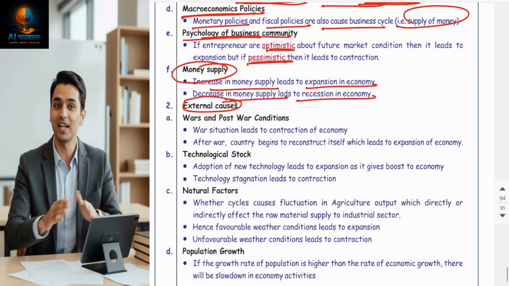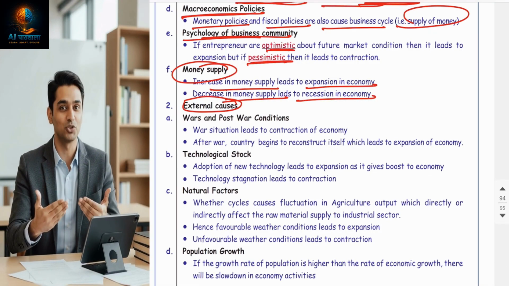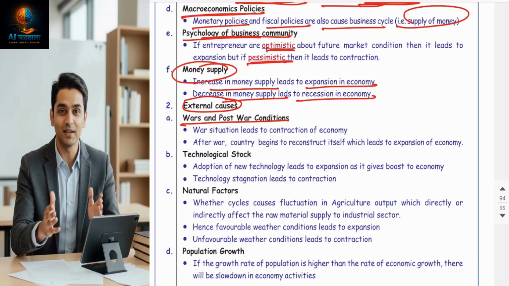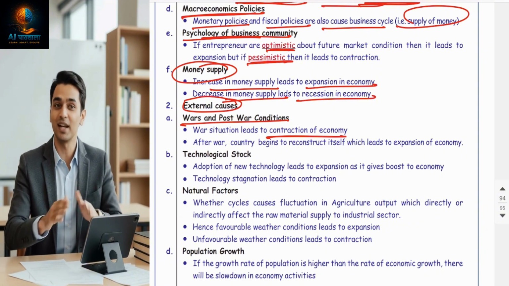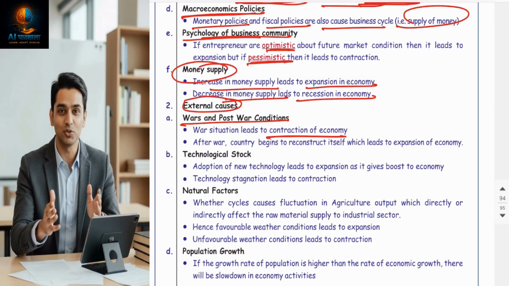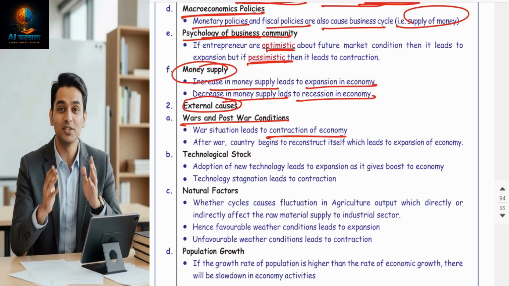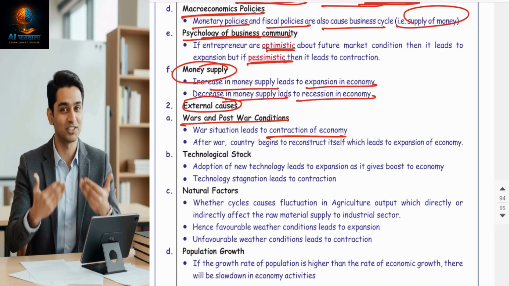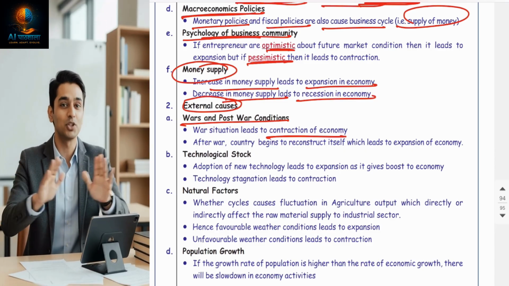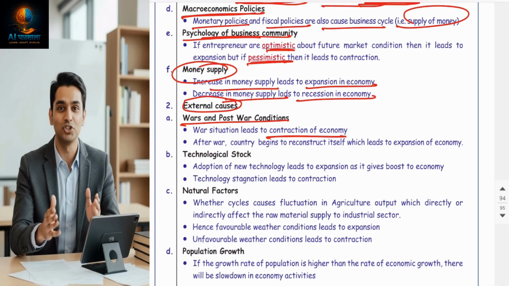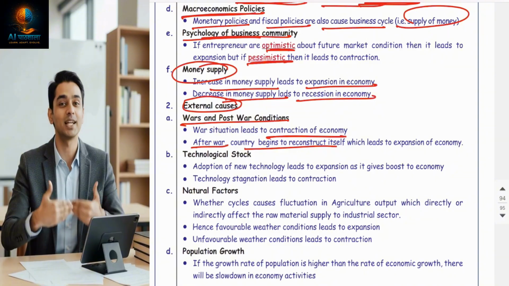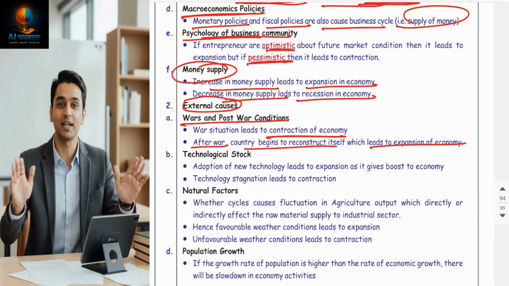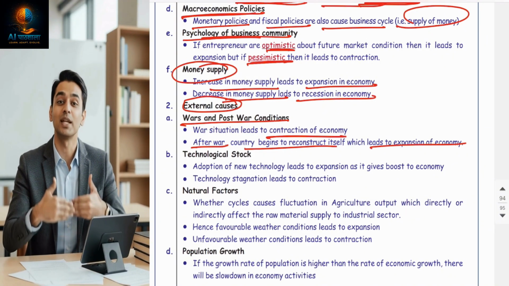Now come to the external causes, which are totally out of control. First is war and post-war condition. Guys, during the war, contraction takes place because government shifts entire resources towards the war. Development and productive activities get stagnated, and war brings destruction to both the countries involved, giving slowdown and contraction. But post-war, reconstruction takes place, again expansion and redevelopment take place.